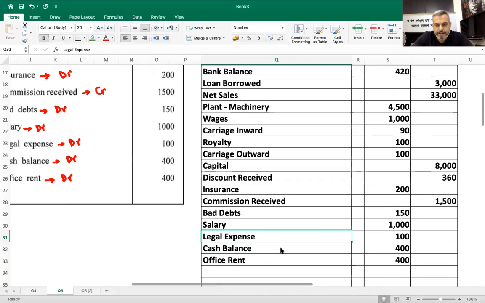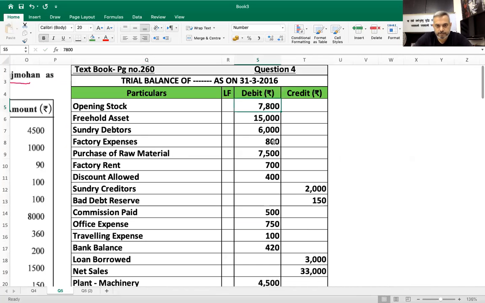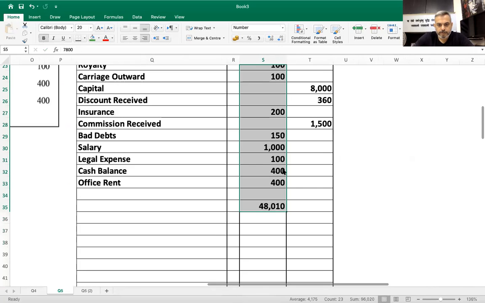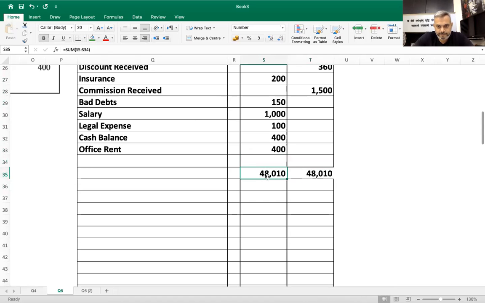So go through it and let's do the totals and check whether it is matching or not, whether arithmetically we are correct or not. Let's check. So total comes to 48010. Let's check. Yes, debit is equal to credit. So it's a great feeling. Tally हो गया. Okay.